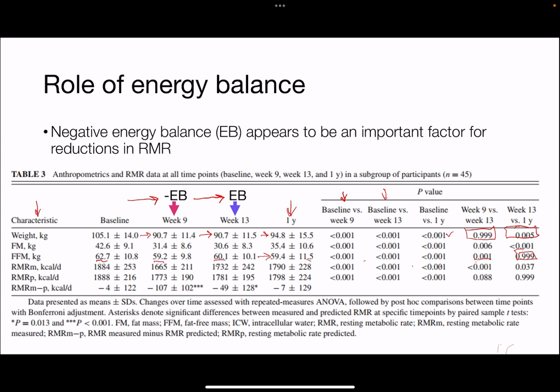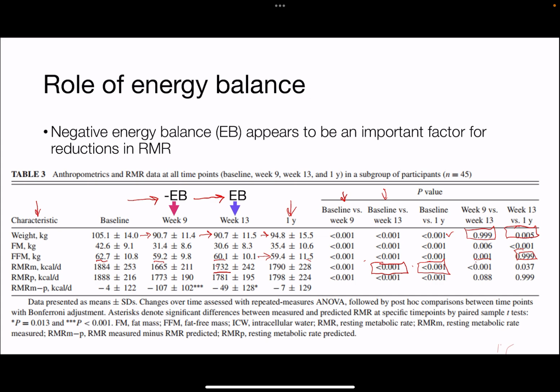If we look at RMR measured, we see that it starts at around 1800, it drops to around 1600, then it increases a little bit, but let's check. Is week 13 still different from baseline? Yes. So even though they're in energy balance, the RMR is significantly lower than baseline. If we look at baseline versus 1 year, it is still significantly lower.